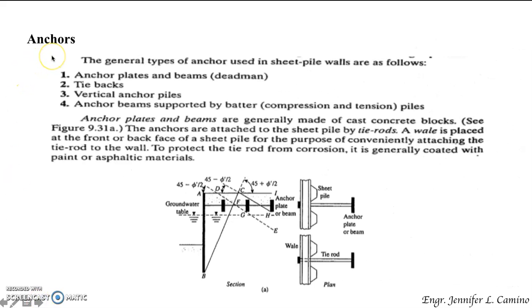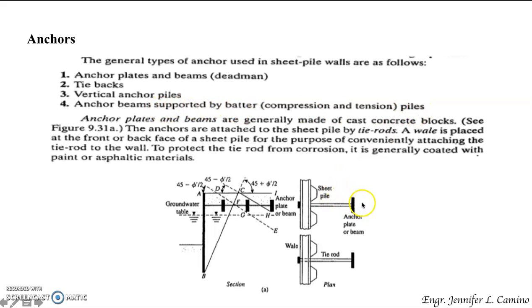For anchors, the general types of anchor used in sheet pile walls are as follows. We have the anchor plates and beams. So you have here the anchor plates and beam. You have the tie back. You have the vertical anchor piles, and the anchor beam supported by batter or compression piles.